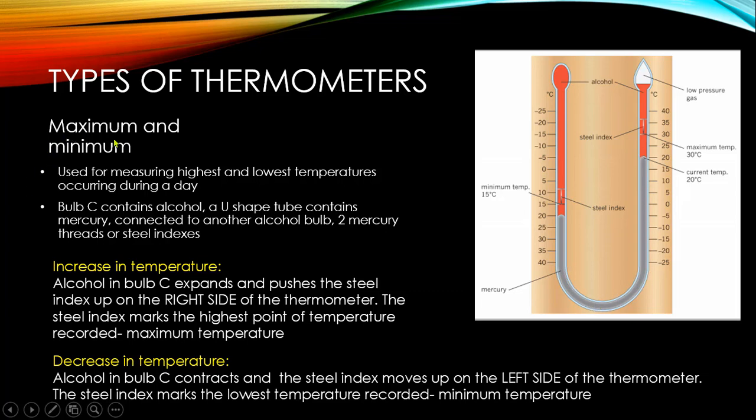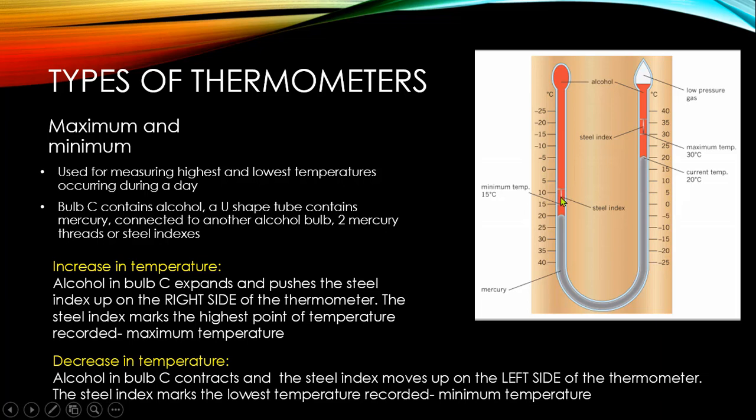So the maximum and minimum temperature thermometers are used for measuring the highest and lowest temperatures occurring during the day, right? Bulb C contains alcohol. A U-shaped tube contains mercury connected to another alcohol bulb. Two mercury threads or steel indexes, right? So this is the bulb where the liquid is, right? And this is the steel index here.